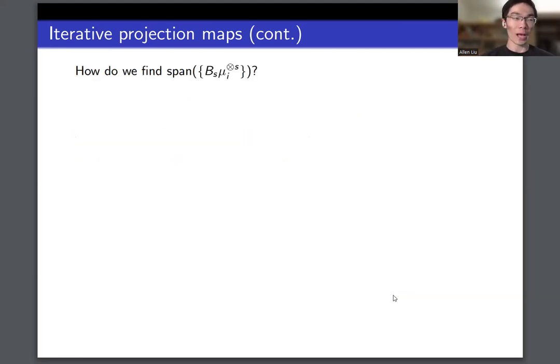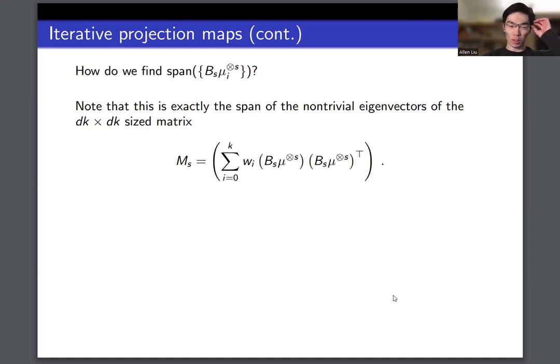So anyway, we had constructed this map B sub s onto dk dimensions. Now we want to find the span of B_s mu_i to the s for i equals 1 through k. So the object that we'll actually want to think about is the following matrix. We have M sub s equal to the sum of w_i times B_s mu_i to the s, and then B_s mu_i to the s transpose.